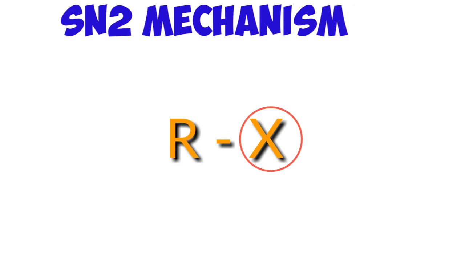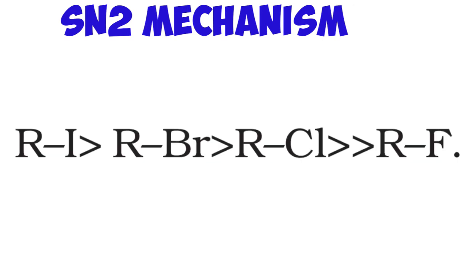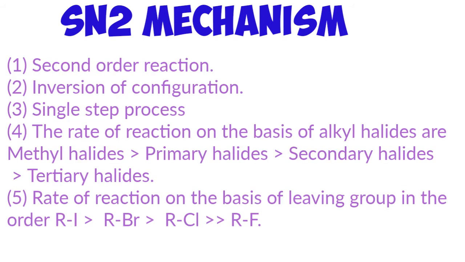Because of the larger size, iodine is a better leaving group. So the rate of reaction is faster when the substrate is alkyl iodide. The rate decreases in the order alkyl iodide > alkyl bromide > alkyl chloride > alkyl fluoride. So we can conclude that SN2 is a second order reaction.